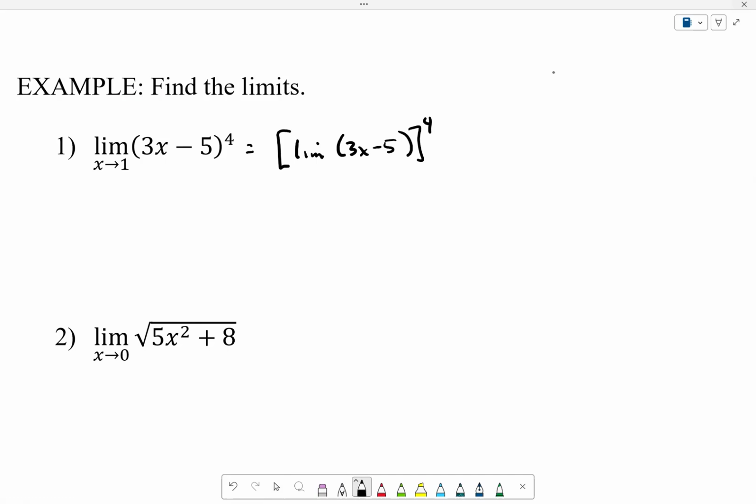And now should we break that up into 3 limit statements? Only if you really like tedium. Oh, I forgot to put this, by the way. But yeah, you just plug it in because it's a polynomial. So we have, what is that? -2 to the 4th power. Did I do that right?